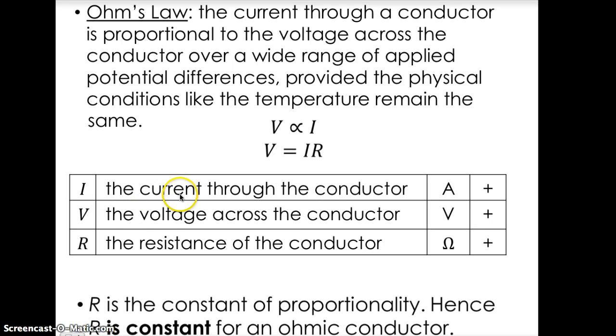Now, we already know that I is the current through the conductor, V is the voltage across the conductor. You could also say V is the potential difference across the conductor, and R is the resistance of the conductor. R is measured in ohms, voltage is measured in volts, and current is measured in amps. They're all positive, and from this equation, you can see that 1 ohm, the unit of R, is equal to the unit of V, the volt, divided by the unit of I, the amp. So go ahead and write that out. 1 ohm equals 1 volt per amp.